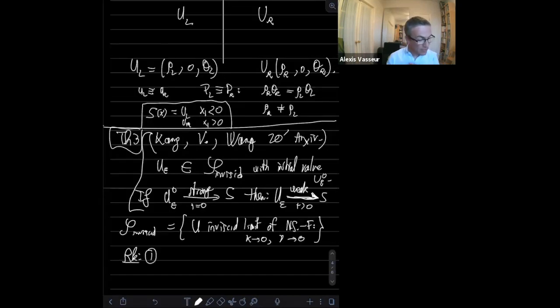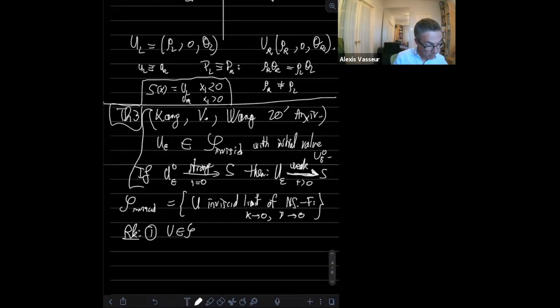So I should put some remarks. I cannot say that those inviscid limits are weak solutions, certainly not in this generality. I would assume not, but okay.